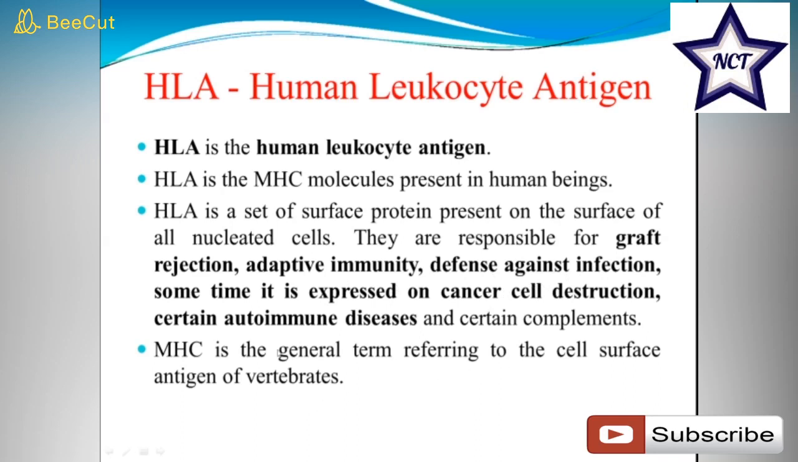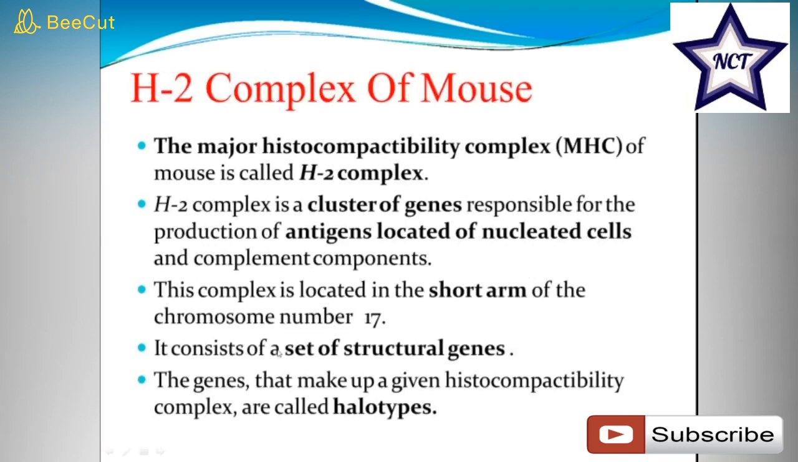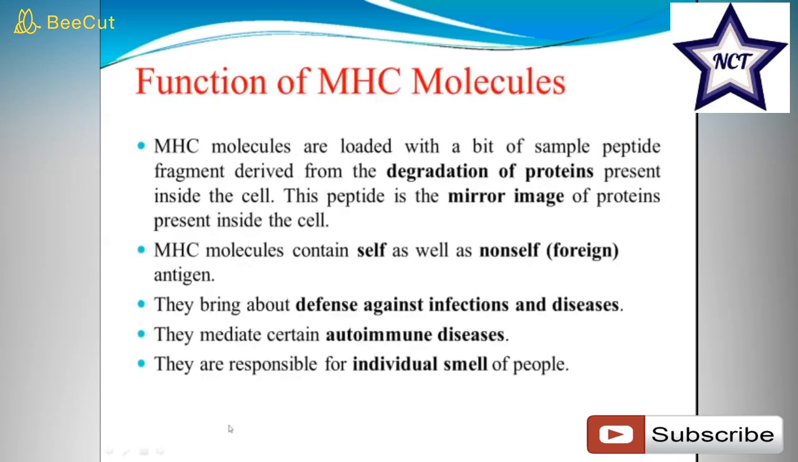MHC is the general term that refers to the cell surface antigens of vertebrates. If we talk about the mouse, the H2 complex is known as the MHC genes in mouse. It is the cluster of genes responsible for the production of antigens located on nucleated cells and complement components. The H2 genes are present on the short arm of chromosome 17 in mouse, and it consists of structural genes. The genes that make up the histocompatibility complex are known as haplotypes.